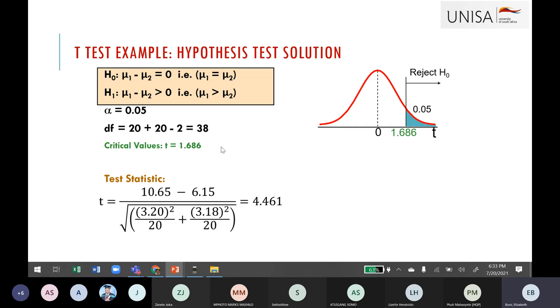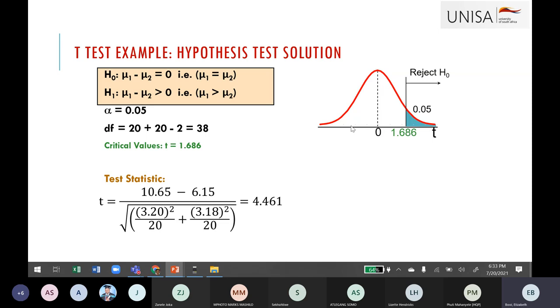Based on our critical value, which we would have found earlier from the t-table, remember, for your module you do not have to learn the tables, because you will never get the tables in the exam. They will supply you with the information that you require to make a decision. So the critical value will be given to you, and with it we can create a region of rejection.